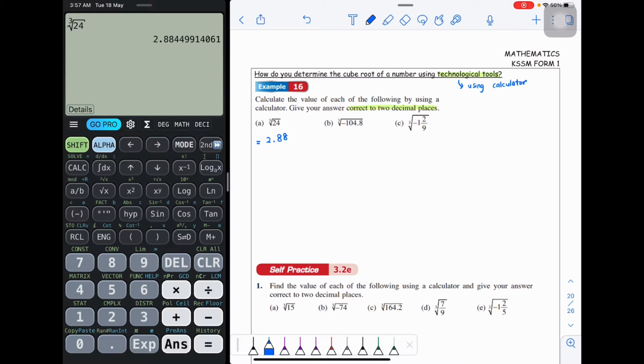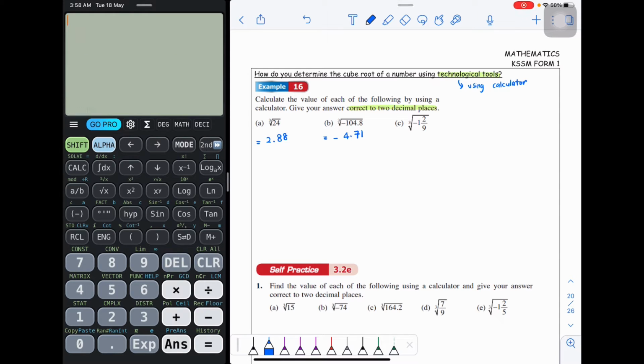As for B, we have shift and then negative 104.8. We have negative 4.71 something something something. We just need to have the answer only in 2 decimal places. So we put negative 4.71.